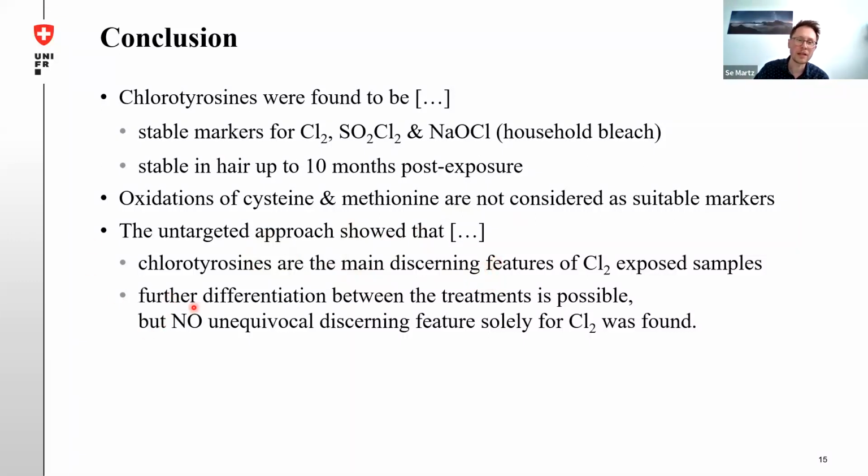And then also that a further differentiation would be possible. However, now there will be more research needed. And furthermore, it seems that there is no unequivocal discerning feature with which one can identify chlorine as the source of, let's say, the formation of chlorotyrosines.